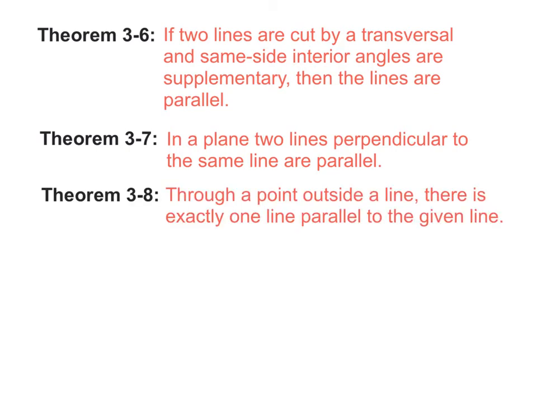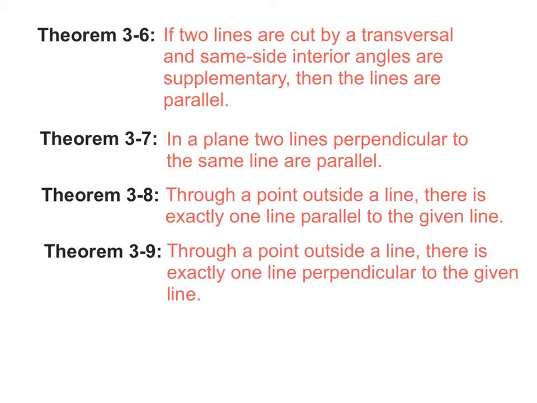Theorem 3-8 states, through a point outside a line, there's exactly one line parallel to the given line. Now, if you think of a line and a point not on that line, what this theorem is saying is that you can draw only one line through that point that's parallel to the given line. So, through a point not on the line, you can draw only one line parallel to that given line.